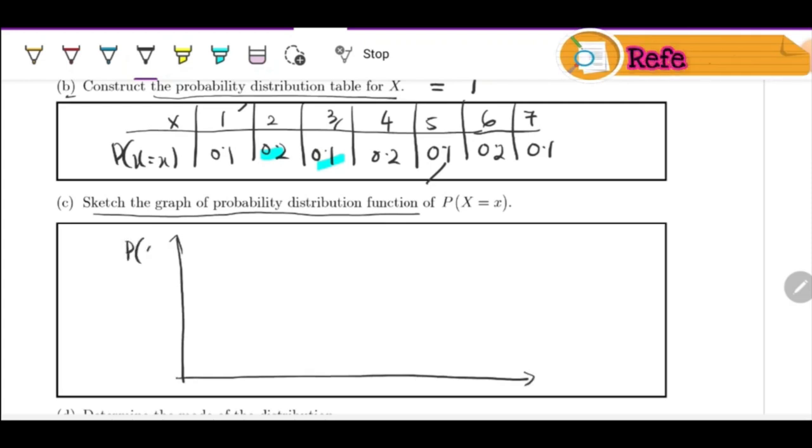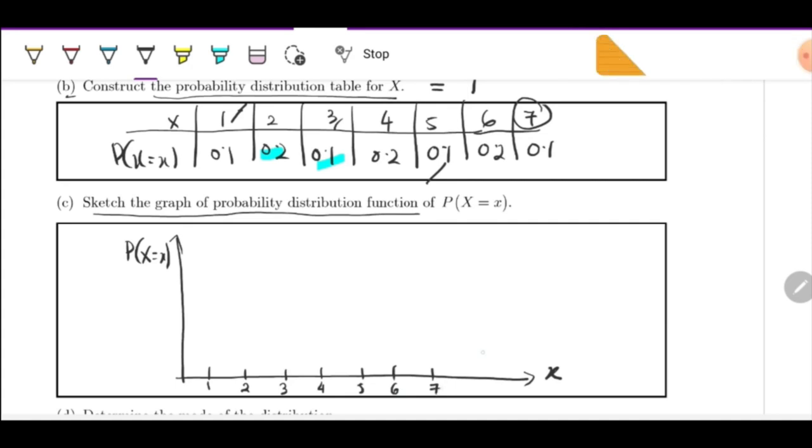The probability versus the x. So x, we start from 1 until 7. So x equals 1, 2, 3, 4, 5, 6, and 7. For the value of probability, we use 0.1 and 0.2 only.